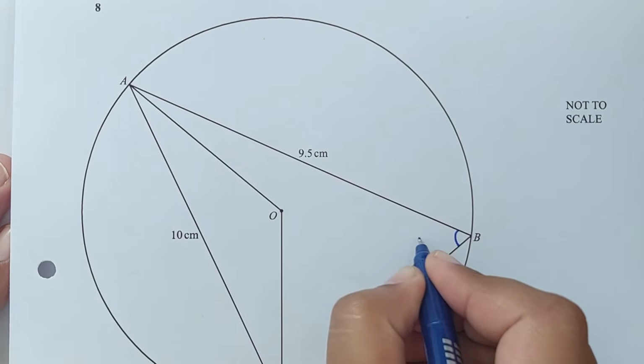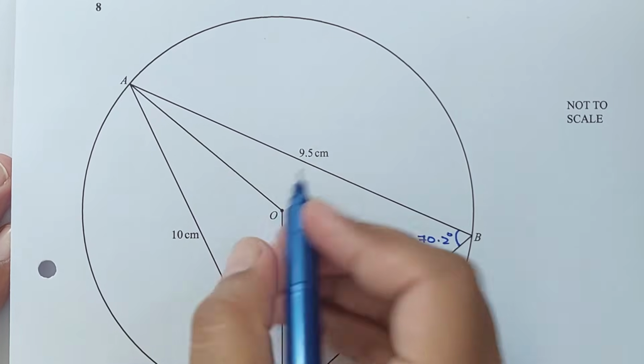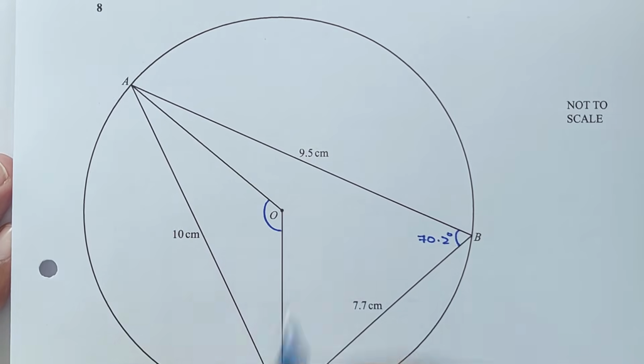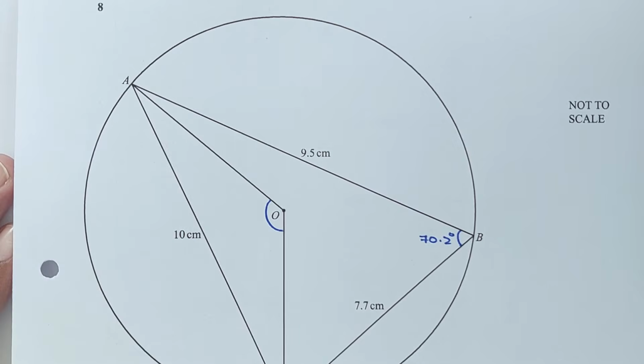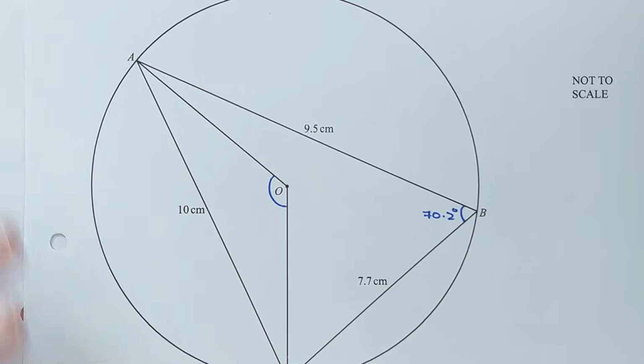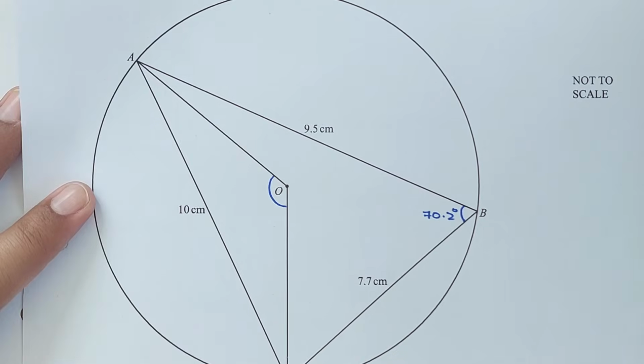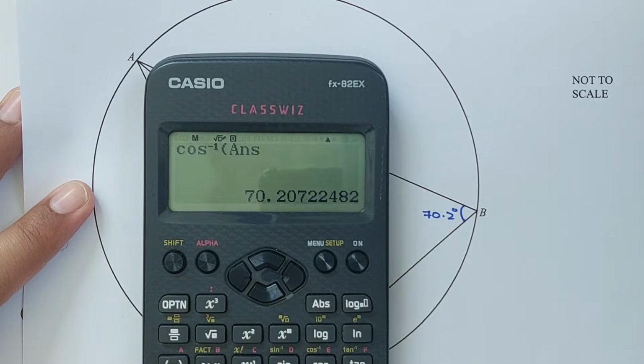Now for part B, number 1, find angle AOC. Angle ABC is 70.2. Angle AOC, this angle we have to calculate. Okay, so this is a cyclic triangle, the triangle inside the circle. So it means the angle at the center is 2 times the angle at the circumference. So this is times by 2, 140.4 degrees.